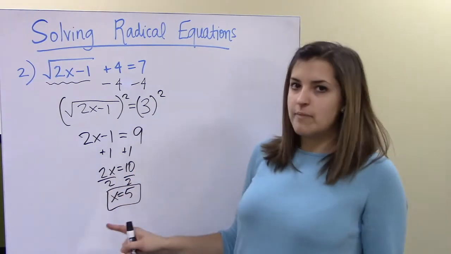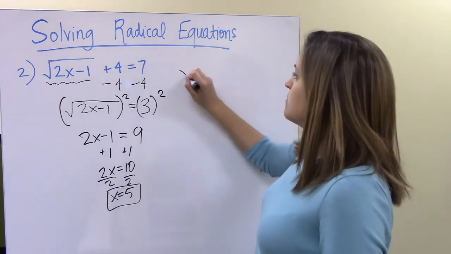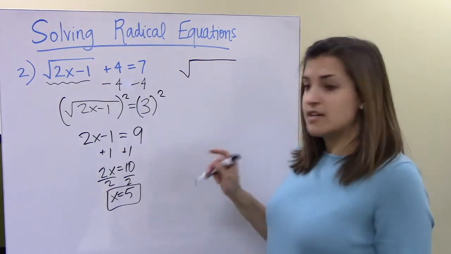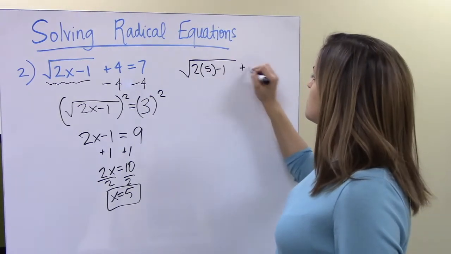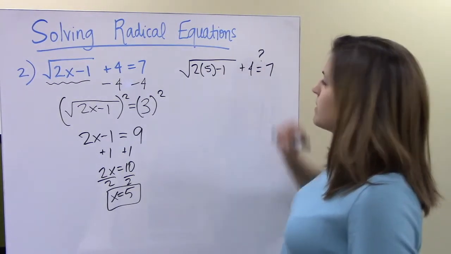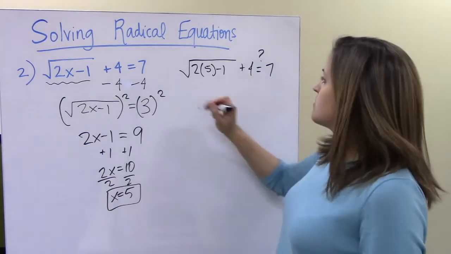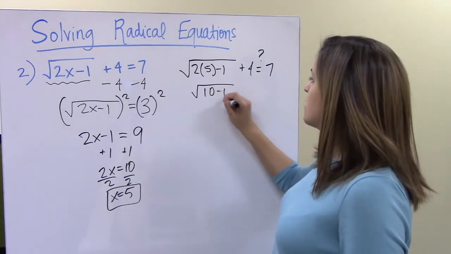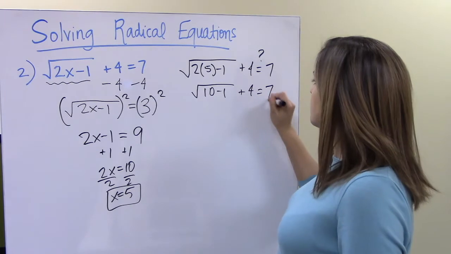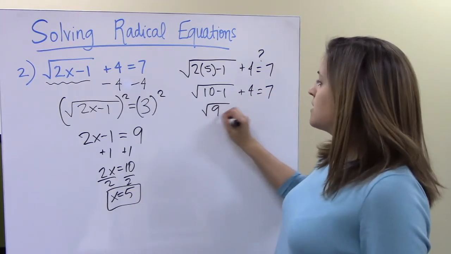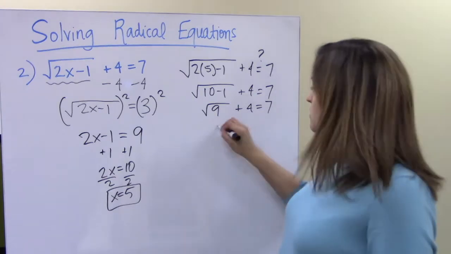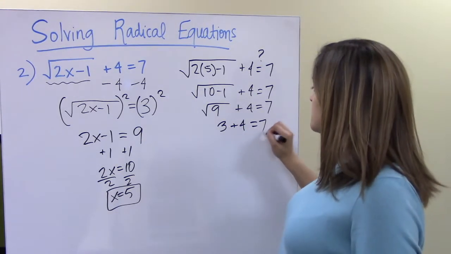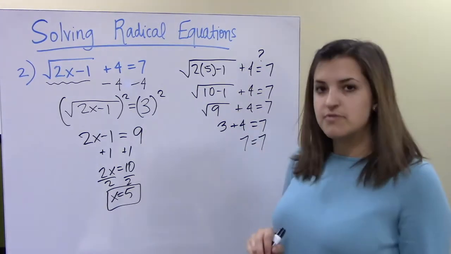Now, it's important to plug it back in to check, so let's do that. We'll rewrite our equation up here with our x as 5. So I have the square root of 2 times 5 minus 1 plus 4 equals 7, and we want to find out whether that's true or not. So this is going to be the square root of 10 minus 1 plus 4 equals 7. This will be the square root of 9 plus 4 equals 7. Square root of 9 is 3. 3 plus 4 equals 7. And yes, 3 plus 4 equals 7.